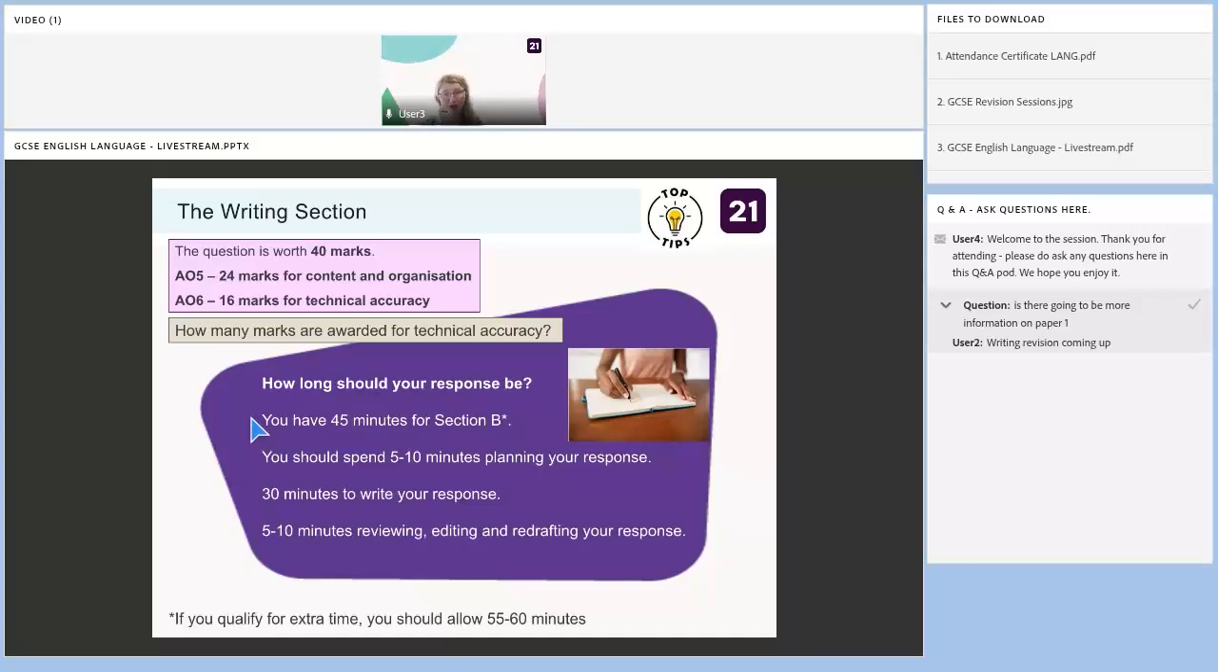If you qualify for extra time, you can add a little bit more to that. Do make sure you do some planning, and this is for both writing tasks, so paper 1 and paper 2, and they recommend about half an hour of writing and then 5 to 10 minutes reviewing, editing and redrafting. So the answer to the question, and well done if you got that right, is 16 marks. So 16 of your marks are for the accuracy and the quality of your writing. So do make sure that you check your work through. It's quality over quantity.